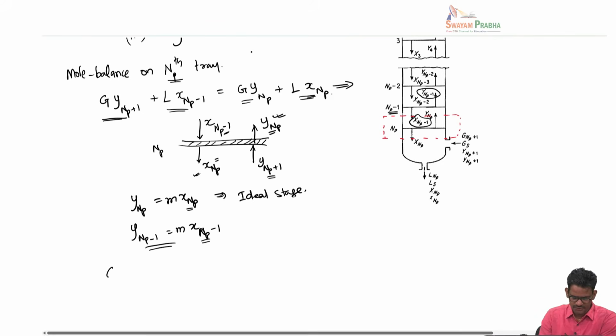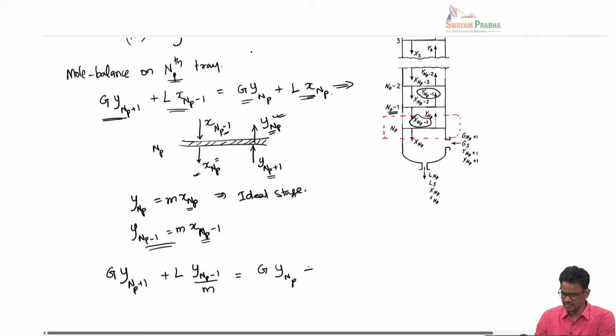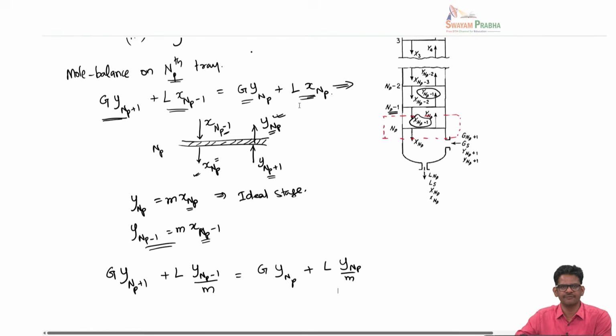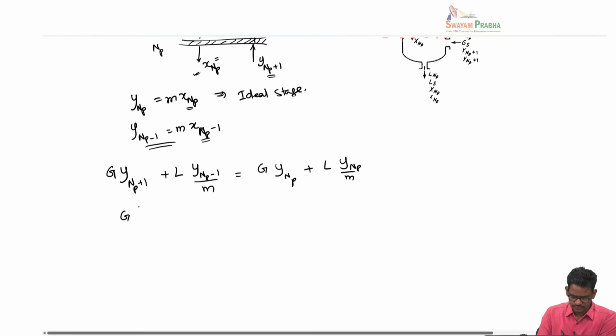Okay, so this gives me G times YNP plus 1 plus L times YNP minus 1 by M, that is equal to G times YNP plus L times YNP by M. Okay, so all we are trying to do is replace all the liquid phase compositions with the corresponding equilibrium gas phase composition. So we can do a little bit of rearrangement here.